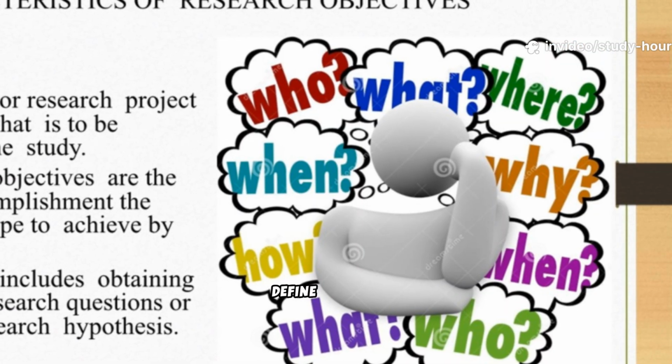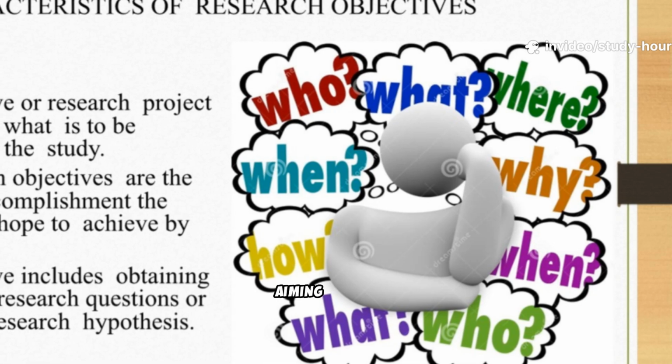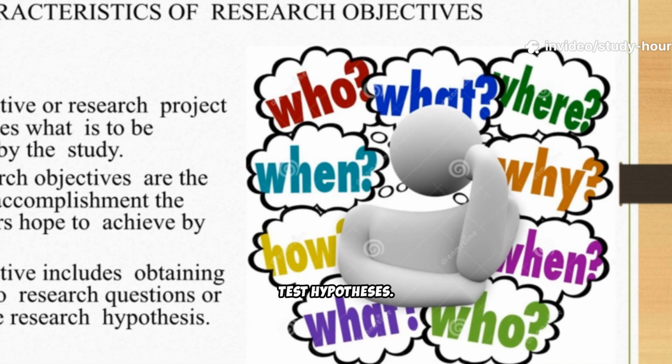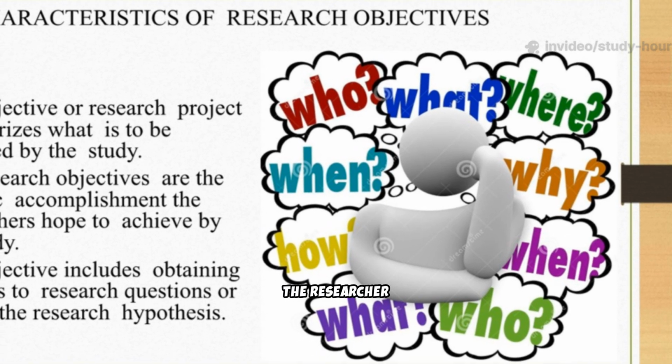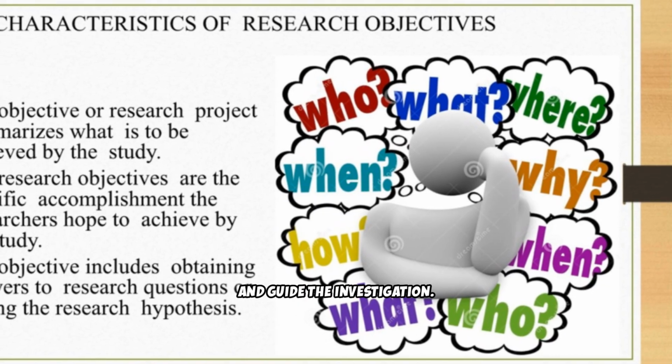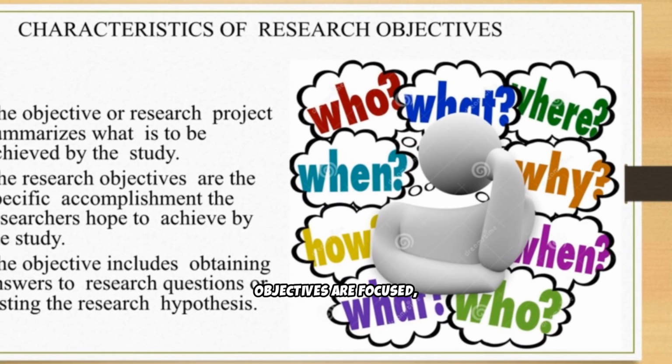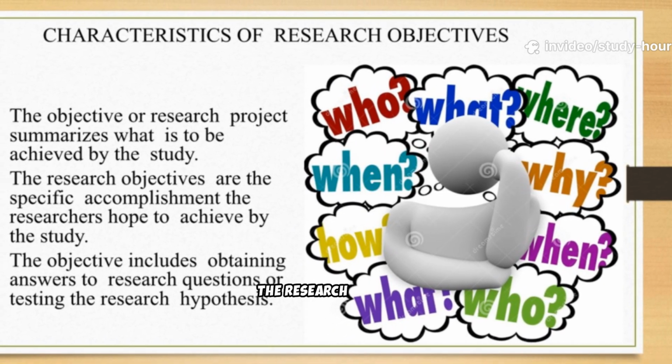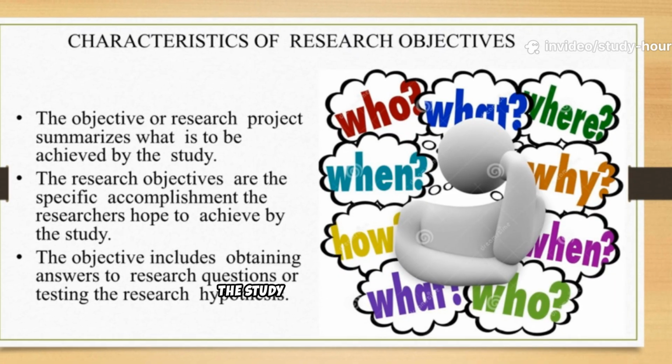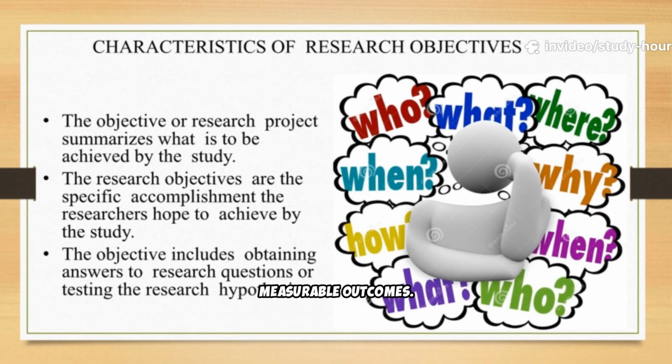Research objectives define the specific goals of a study, aiming to answer key questions or test hypotheses. They clarify what the researcher intends to achieve and guide the investigation. Effective objectives are focused, purposeful, and aligned with the research problem, helping structure the study and ensure meaningful, measurable outcomes.